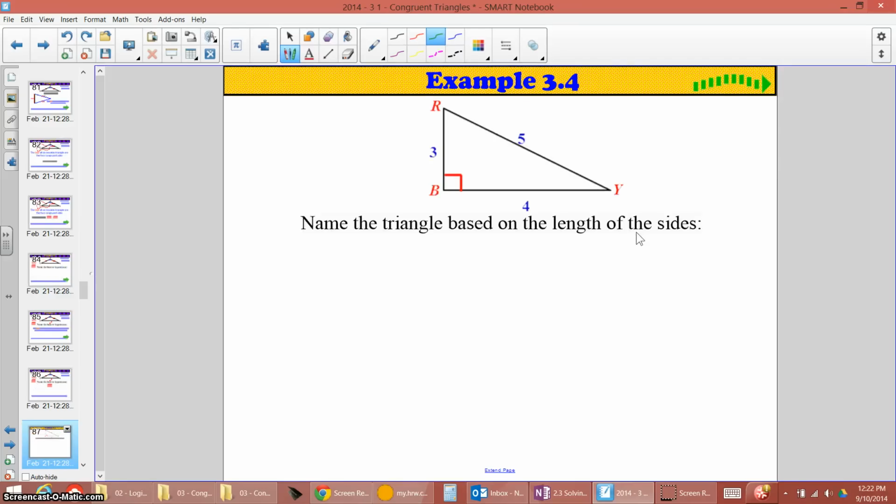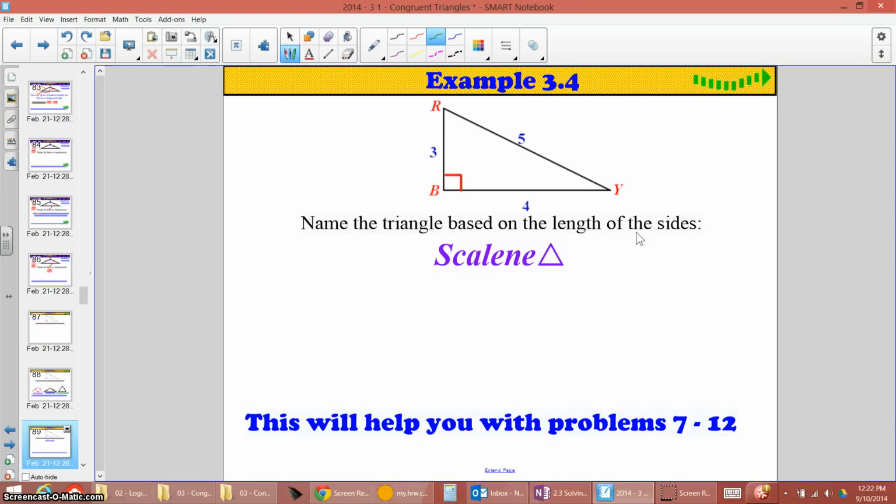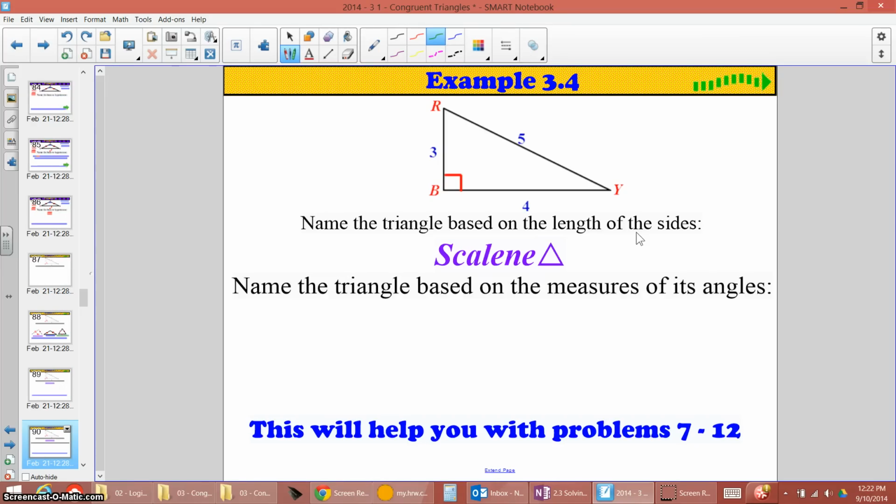There we go. Now here's example 3.4 from the notes. We are going to go ahead and say name the triangle based on the length of its sides. All three of them are different. What do we call it when they're all different? It's called scalene. Remember how it looks like it's leaning one direction? And yes, I said one direction for a reason, because of the band. Just kidding. Scalene is leaning.